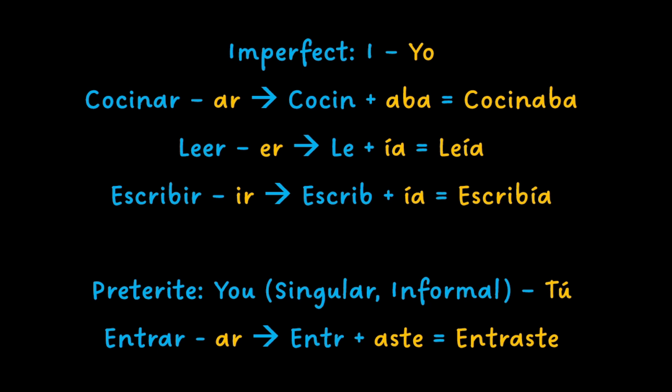For the first set of sentences, the imperfect tense will be in the I form. So cocinar becomes cocinaba, leer becomes leía, and escribir becomes escribía. And the preterite tense will be in the you form when talking to one person informally. So entrar will become entraste.